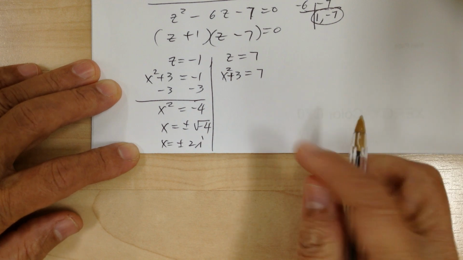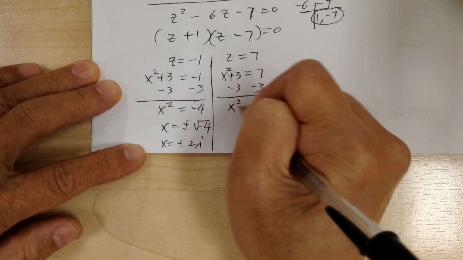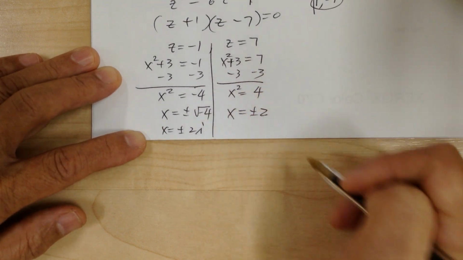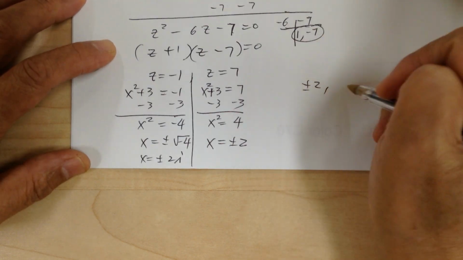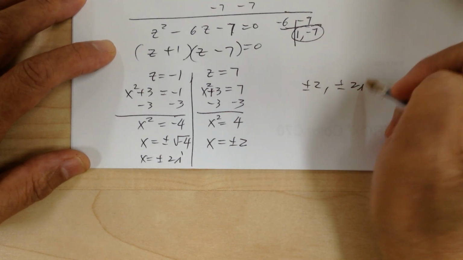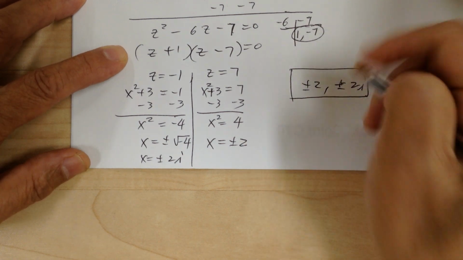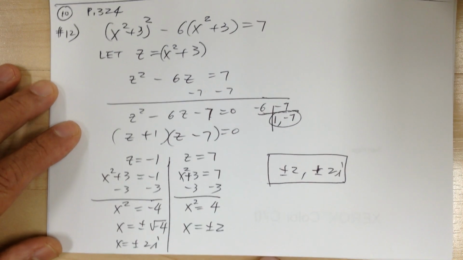From here, you minus 3 on both sides, so you get x squared equal to 4. Take the square root, so x equal to plus or minus 2. And so your final answer would be plus or minus 2, plus or minus 2i. It doesn't matter which one you write first.